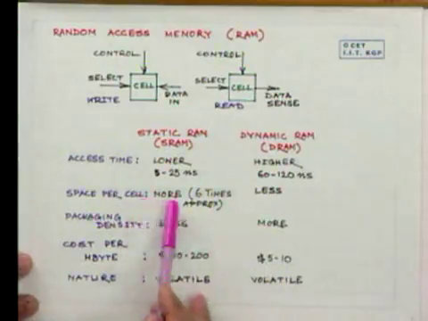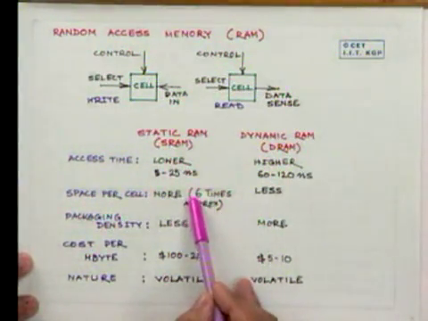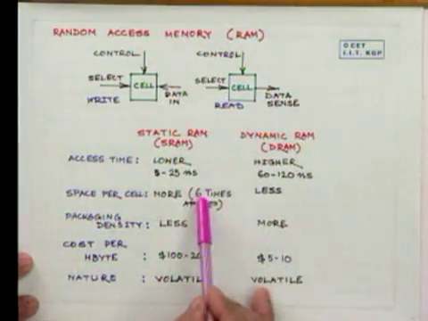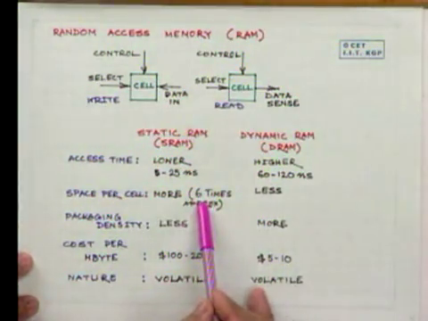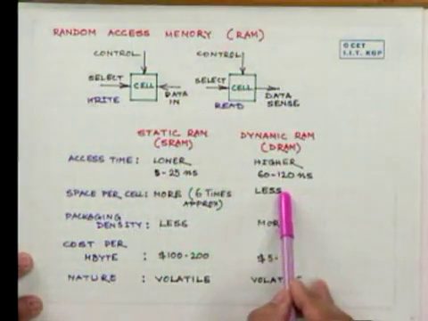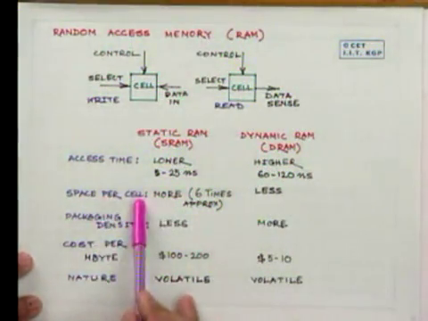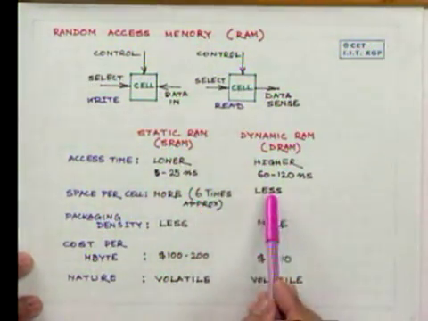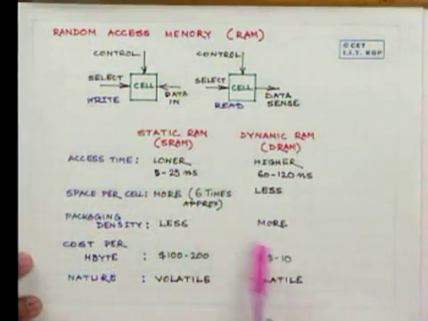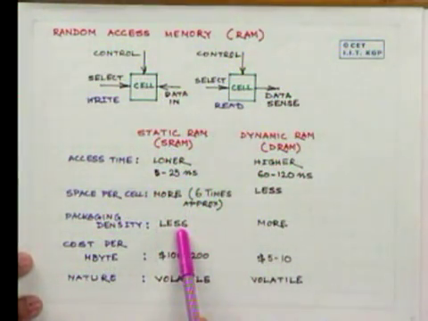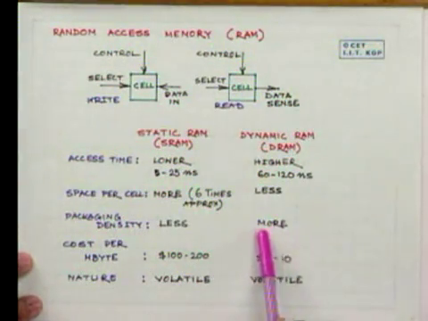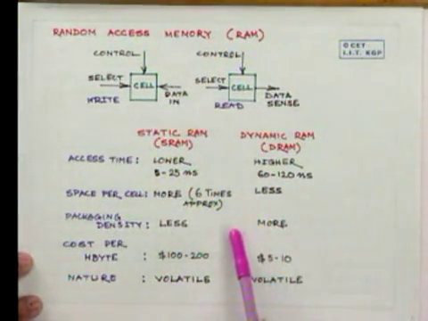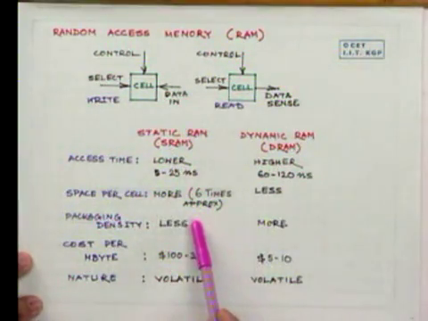Space per cell is much more here because, as I said, it is an interconnection of active devices, I mean the transistors. More or less 6 transistors are needed, whereas the dynamic RAM needs only 1 transistor. Therefore, the space per cell is more in the case of a static RAM than in the dynamic RAM, approximately 6 times more. So, the packaging density is less in the case of a static RAM, and here it is more, and therefore the number of bits that you can contain in a chip is much more in the case of a dynamic RAM than in the case of a static RAM.